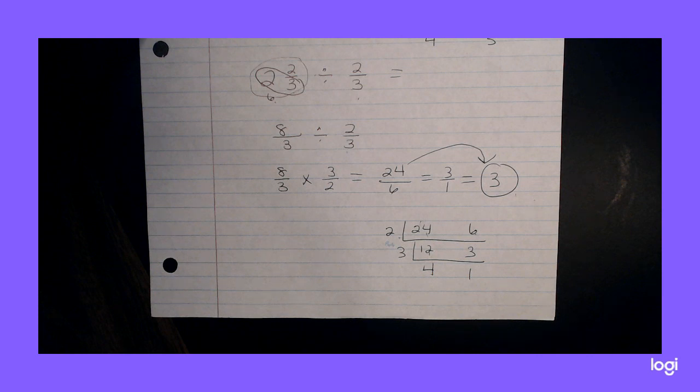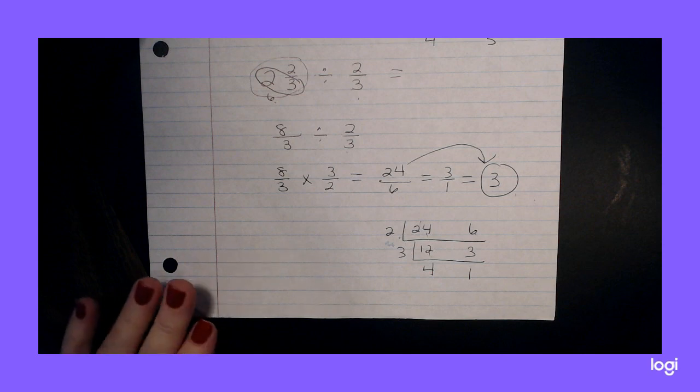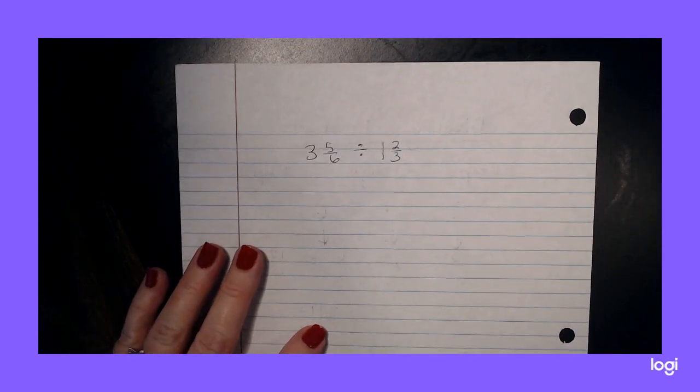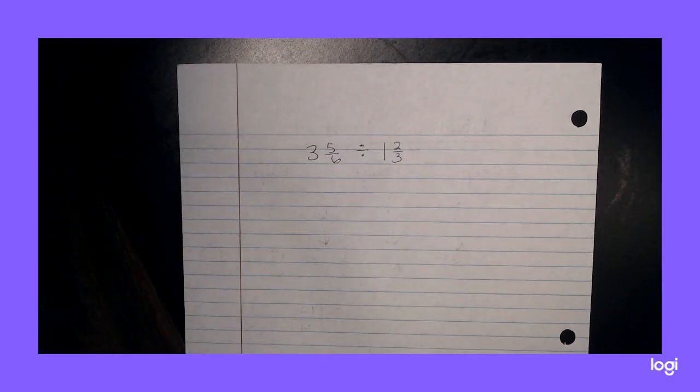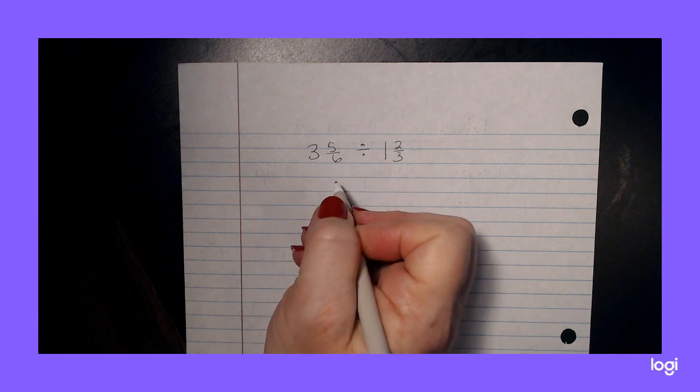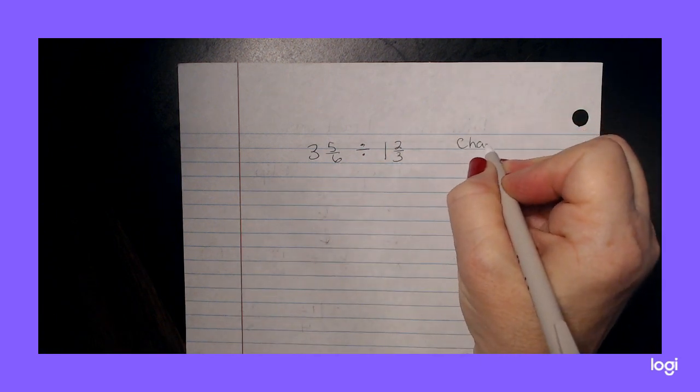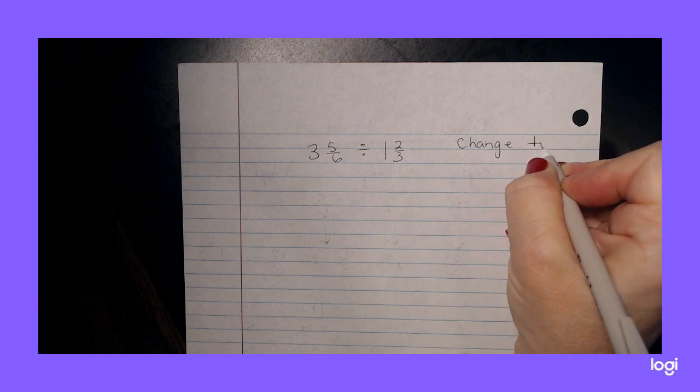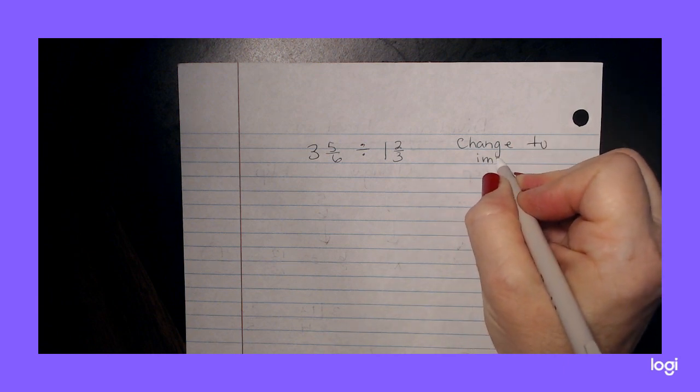All right, let's go ahead and try another problem in our notes. All right, so in our notes, we're going to write this division problem, 3 5/6 divided by 1 2/3. All right, so you notice we have a mixed number here for both our numbers. So we're going to go ahead and change them to improper fractions. So remember, we're going to change to improper.